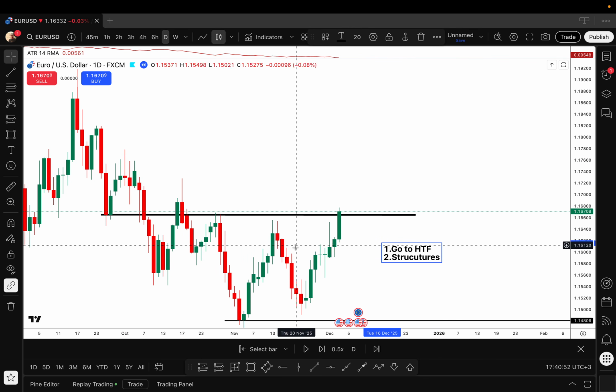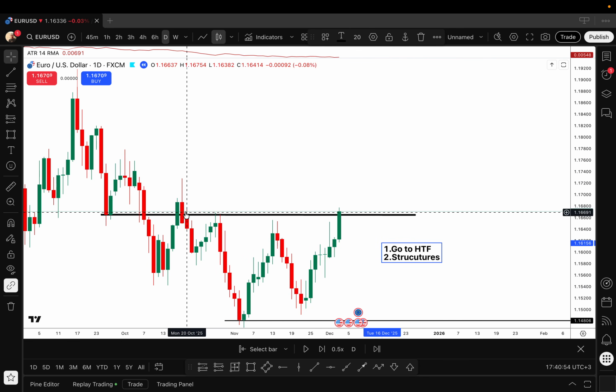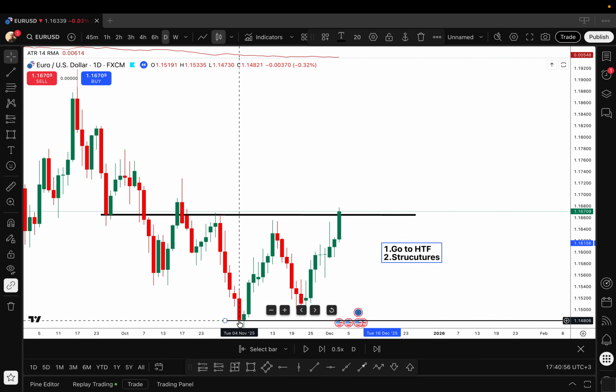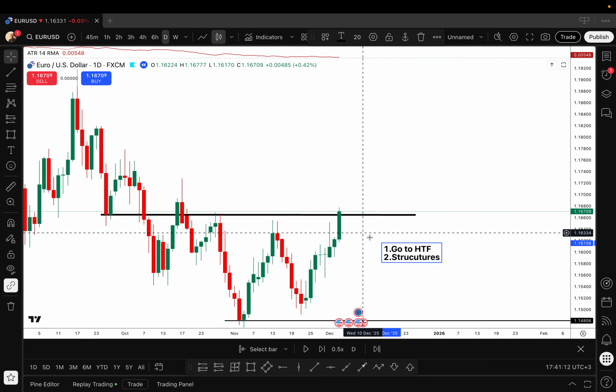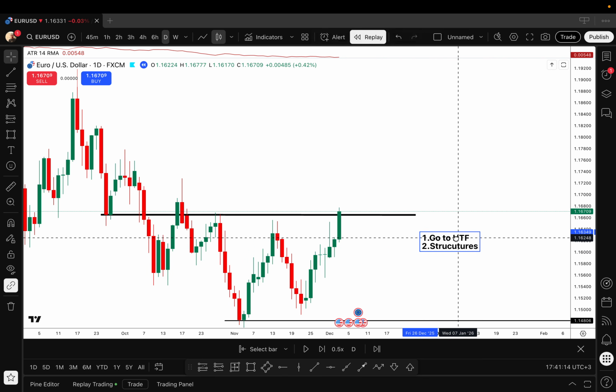Now after marking out your structures, we have marked out our resistance, our support is down here. After marking your structures, you can identify where the price currently is on your highest time frame. Now my current price is at a resistance zone on the high time frame. So what does that mean? That I am likely to start selling. At resistance we sell, at support we buy. However, we don't just sell because price is at resistance, we sell with confirmations.